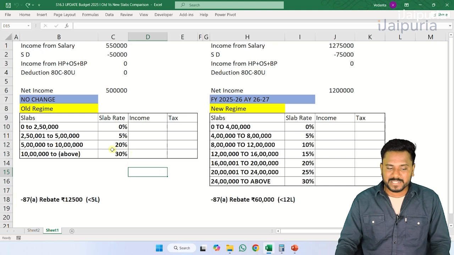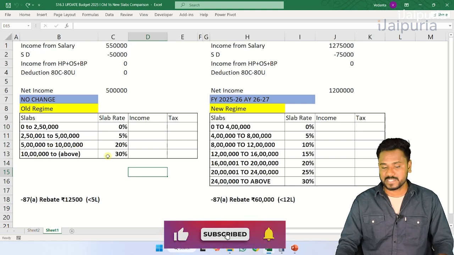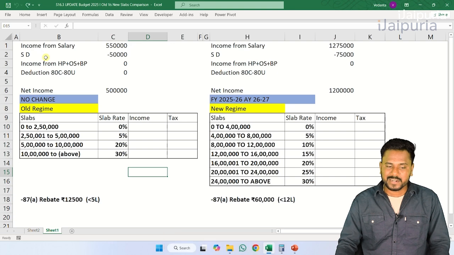In the old regime, the slabs are like this: 0 to 2.5, 0% tax; 2.5 to 5, 5% tax; 5 to 10, 20% tax; 10 and above, 30% tax. And the standard deduction of 50,000 remains unchanged, and the rebate of 12,500 remains unchanged. As per the new regime, the standard deduction increased from 50,000 to 75,000, and the rebate is 60,000 rupees up to an income of 12 lakhs.